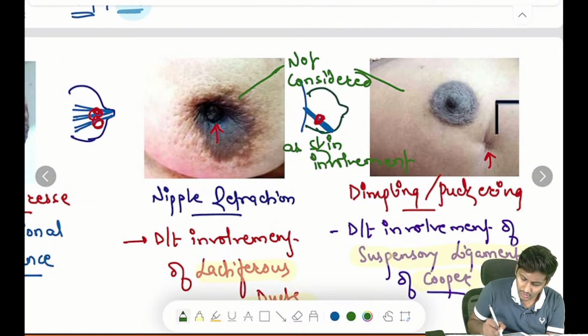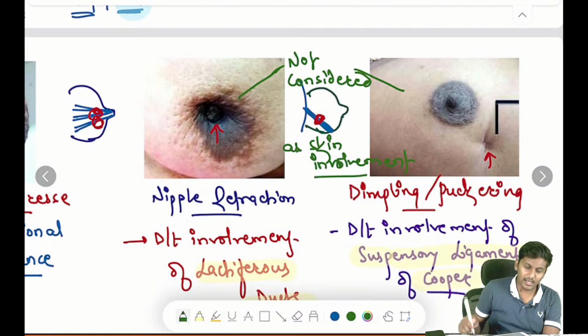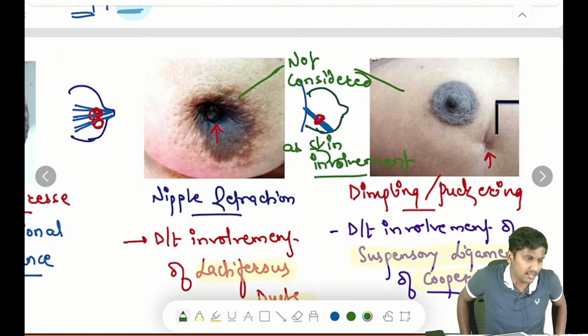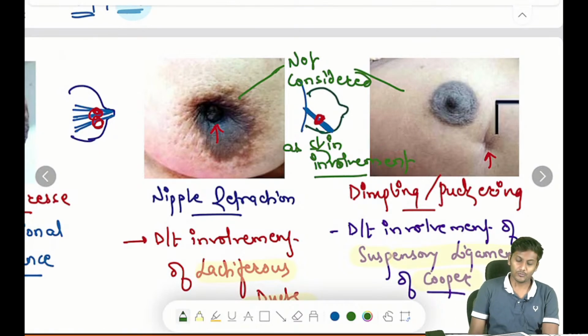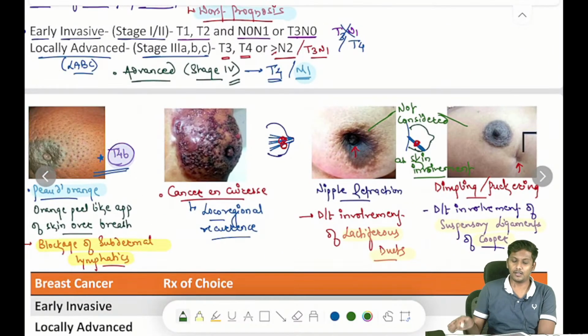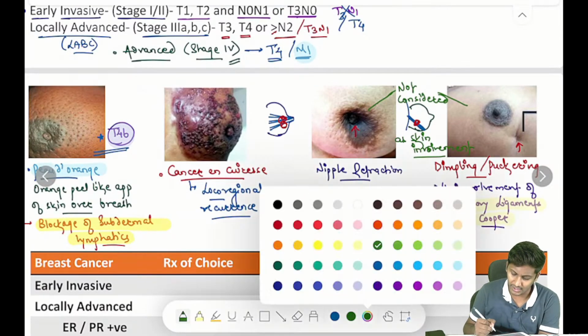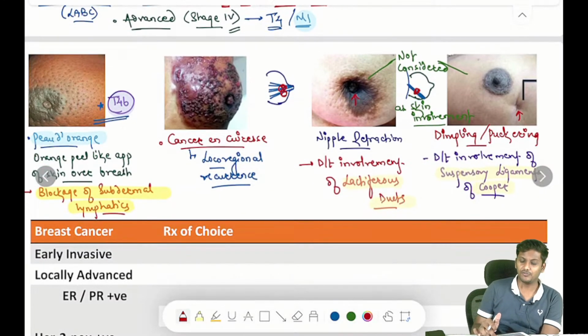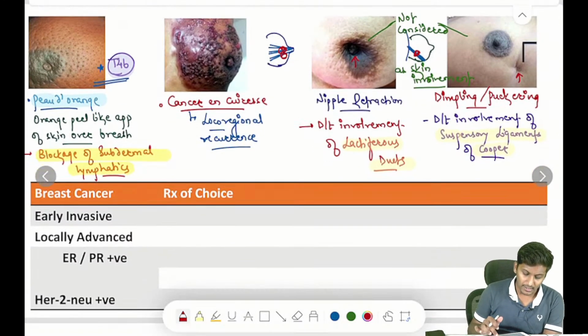Here the cancer is not involving the skin, but it is involving other structures, because of which you are seeing the features on the skin. Therefore both of these are not considered skin involvement. Both of them cannot be T4b. Just remember this. So that's more important.